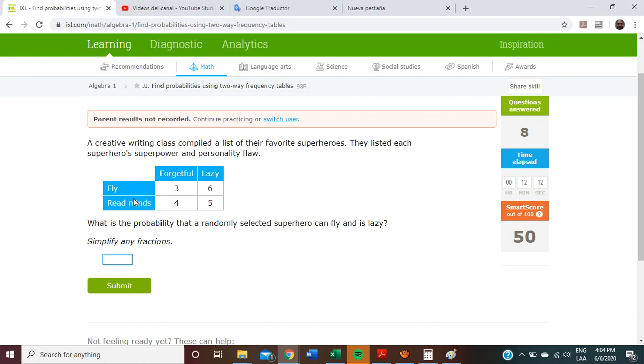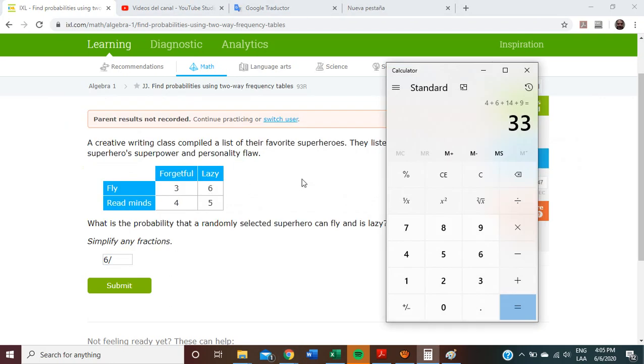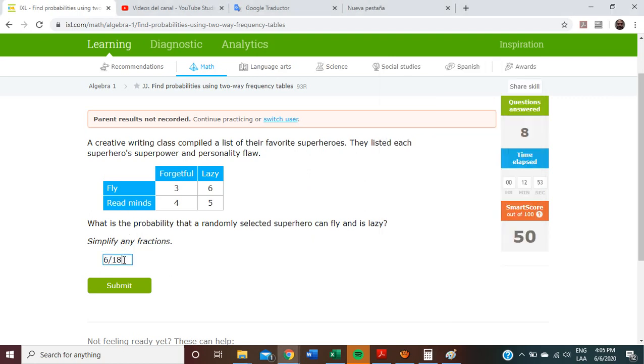So in this one, we have fly, read minds, forgetful, and lazy. Okay? So these are like kind of superpowers, right? And okay, so what is the probability that randomly selected superhero can fly? Fly, so one of these two answers is the correct one, and is lazy. Lazy, this one, 6 is my answer. So I write 6 out of how many? So I don't trust myself. 3 plus 4 plus 6 plus 5. 18. All right, so 18.